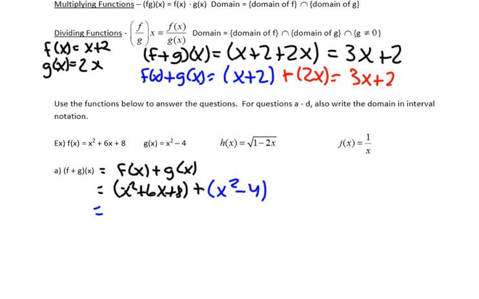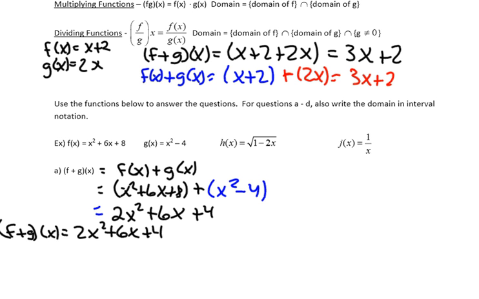Well, a lot of this is just combining like terms. X squared plus x squared is 2x squared. 6x will just come along for the ride, and then 8 plus a negative 4 is a positive 4. So f plus g of x is equal to 2x squared plus 6x plus 4. Don't worry about taking out a greatest common factor. You don't have to factor it, just leave it.